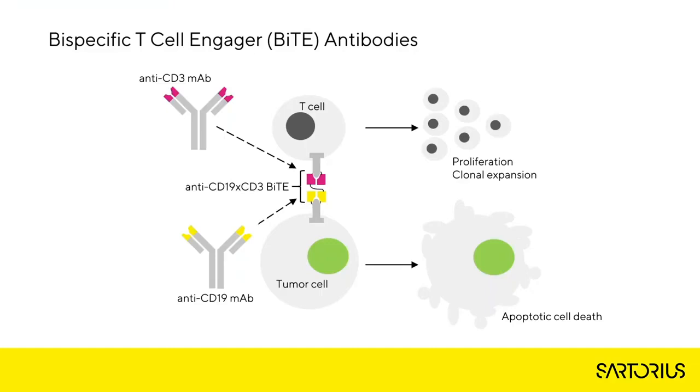In this case study, we've used an anti-CD3 cross CD19 BiTE antibody. This exclusively binds to CD19 positive target cells, such as those in B-cell lymphomas, allowing specific target cell killing. Once the antibody has bound to both target and the T cell, the T cell undergoes clonal expansion and proliferation, while the target cell is attacked and eventually will undergo apoptosis.